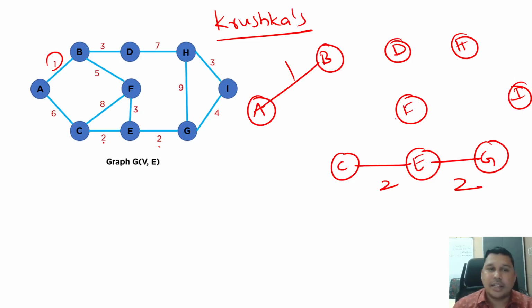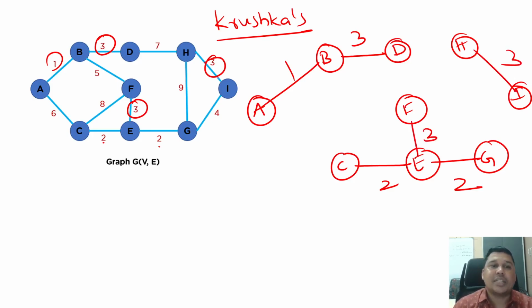Then is 3. Yes. How many 3s are there? Say there is 1 3 here, then another 3 here and another 3 here. All 3 I can connect. They are not forming cycles. This also not forming cycle. This also not forming cycle. Next highest one is 4. Where do I have 4? Yes, I have a 4 here. Is it forming a cycle? No. I can connect this.